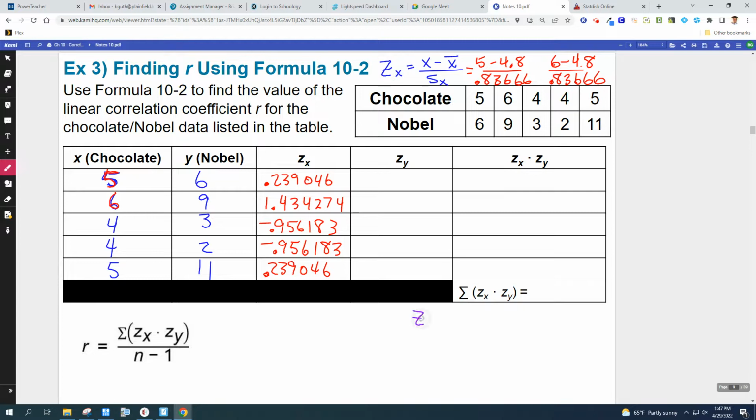So your z number for your y is going to be y minus the mean over the standard deviation of the y's. The first number is going to be 6. This is your first y, number 6, minus the mean was 6.2 over 3.83406 or so, rounded. And that first z number for my y is negative 0.052164.